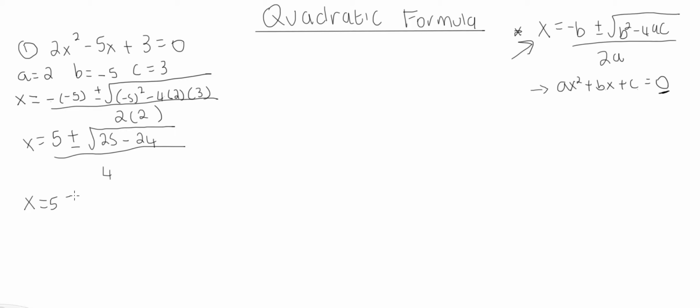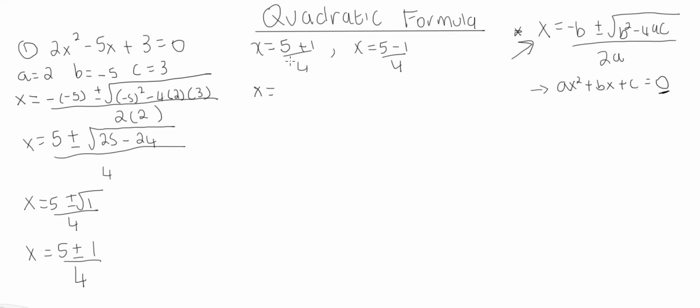Next, I need to simplify what is under my square root. 25 minus 24 is 1. This is all over 4. All right, now we need to get the square root of 1. The square root of 1 is 1. 1 times 1 is 1. And I have no more square root left, so I can go ahead and split this up. Separate the plus and the minus. One equation will be 5 plus 1 over 4. And the other equation will be x equals 5 minus 1 over 4.